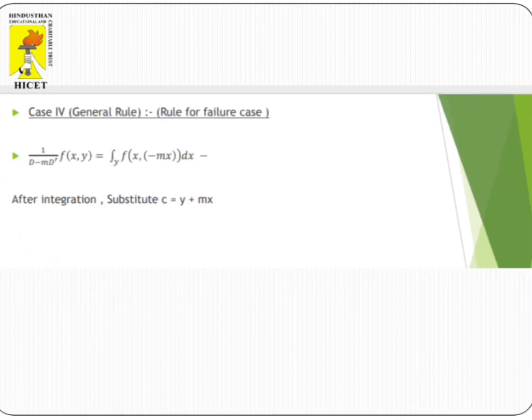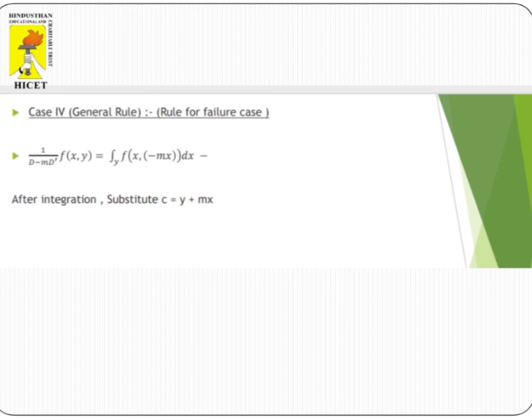In the fourth case, this is a general rule. If the above three cases fail, we can use the fourth type. First, we convert the particular integral into the form 1 by D minus m D dash f of x comma y.